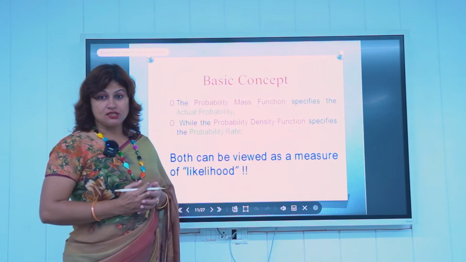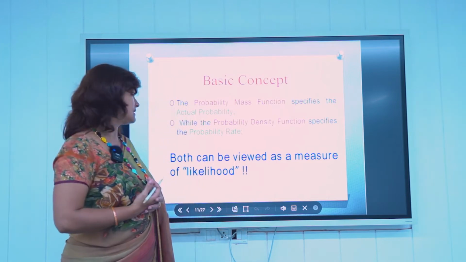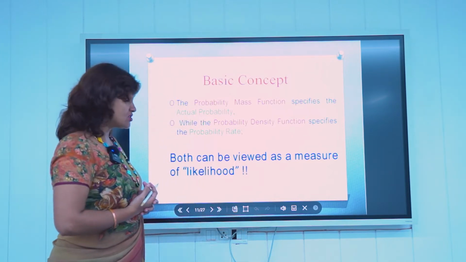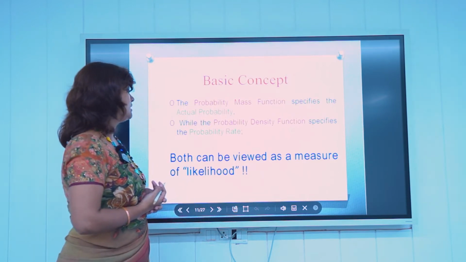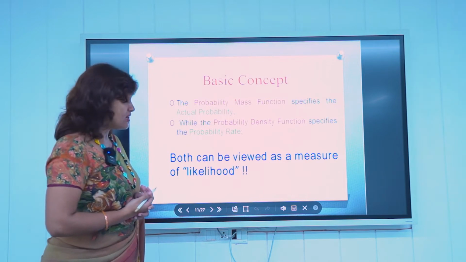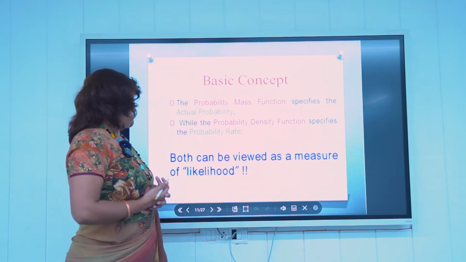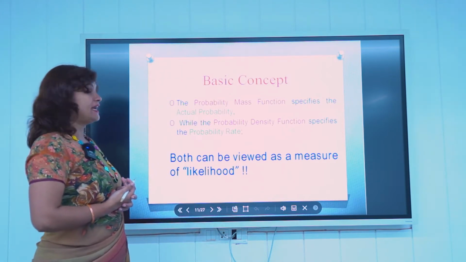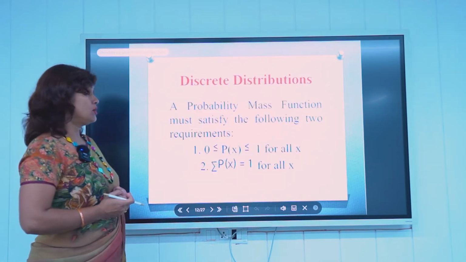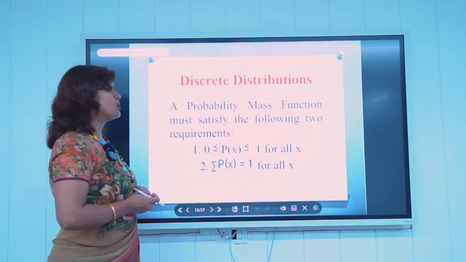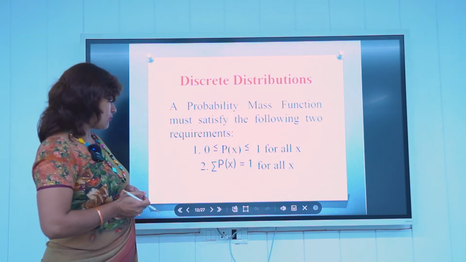So the basic concept here: what is the bottom line of what we are discussing? The probability mass function specifies the actual probability, and the probability density function specifies the probability rate. Both can be viewed as a measure of likelihood. Now, discrete distribution. A probability mass function must satisfy the following two requirements.